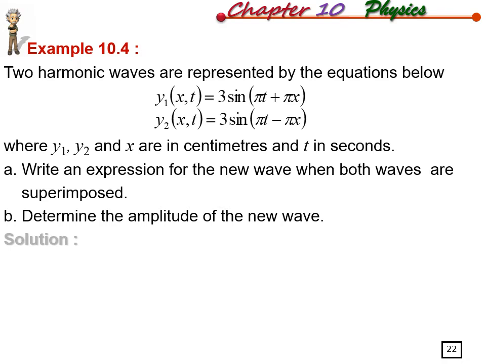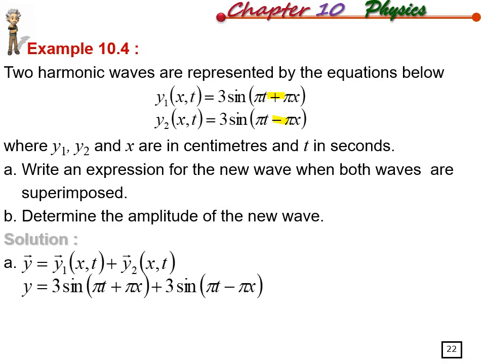That means these two waves have the same amplitude, and the other characteristics are the same. The only difference is the direction. One is moving in the positive direction and the other in the negative direction, moving to the left and to the right, so these two waves are moving towards each other. They want you to write the expression for the new wave when both waves are superimposed and then determine the amplitude. For this you can refer back to the notes.